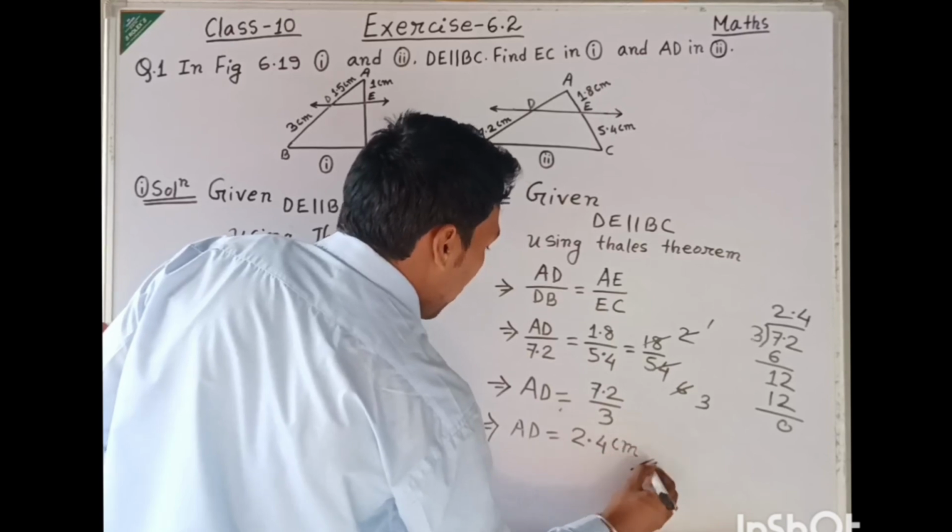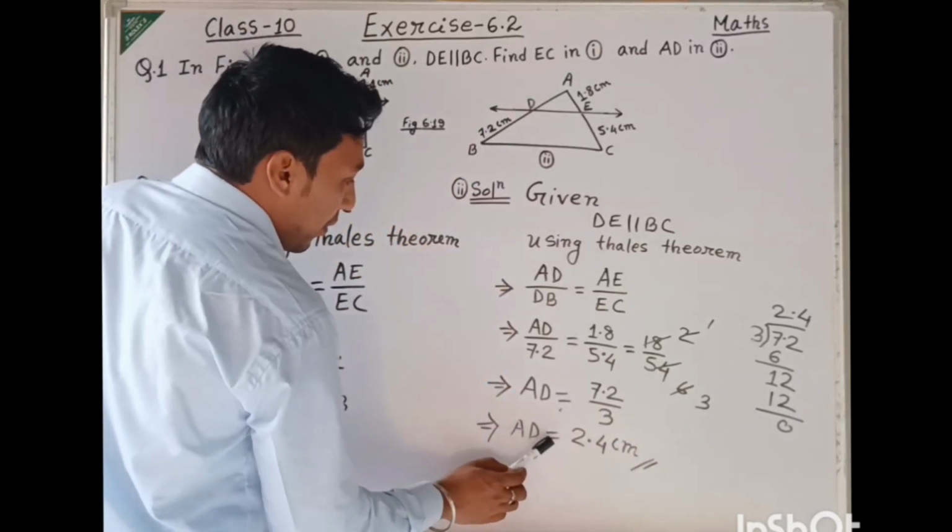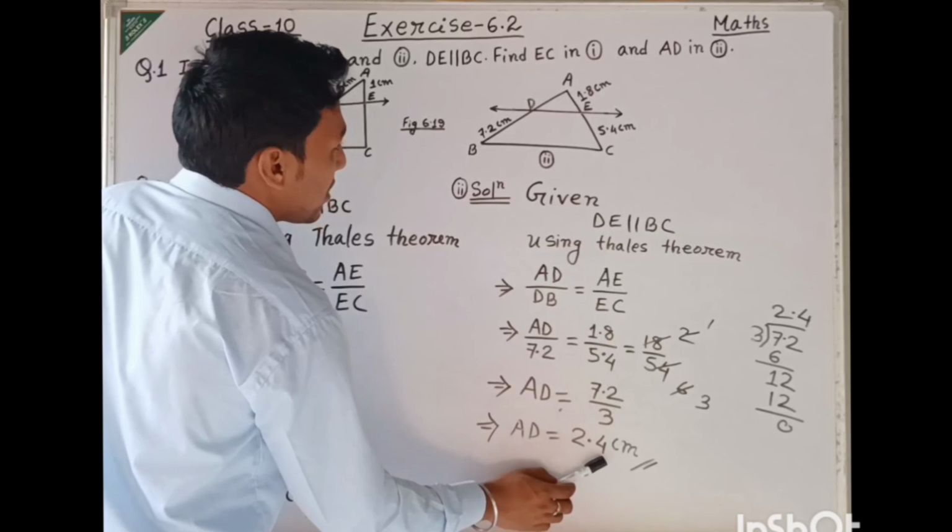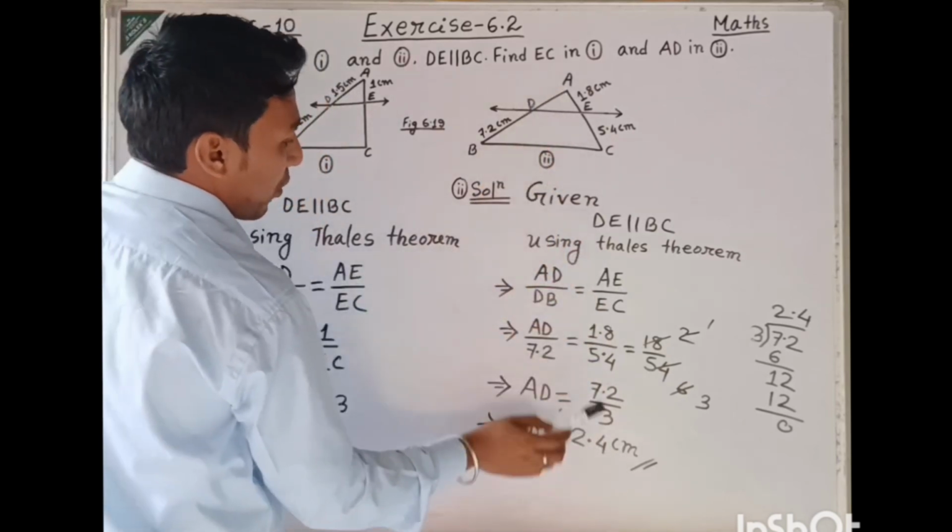This is the value of AD. So AD equals 2.4 centimeter. This answer is for figure 2. AD value is 2.4 centimeter.